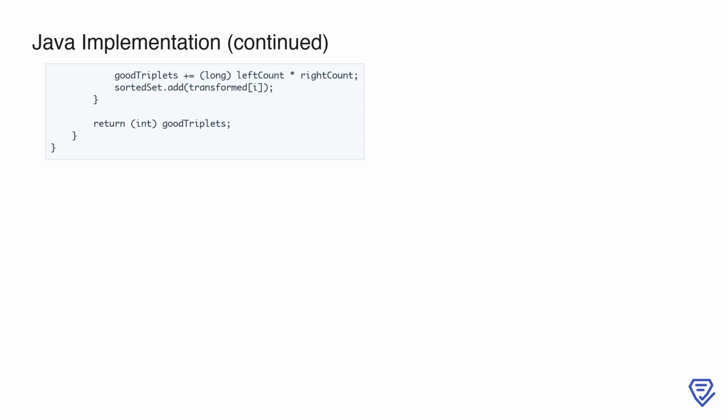After processing the current element, it is added to the tree set to update the sorted collection. Once the loop completes, the total count of good triplets is returned as an integer. This approach efficiently handles the counting process by leveraging the tree set for dynamic order maintenance and quick lookups.